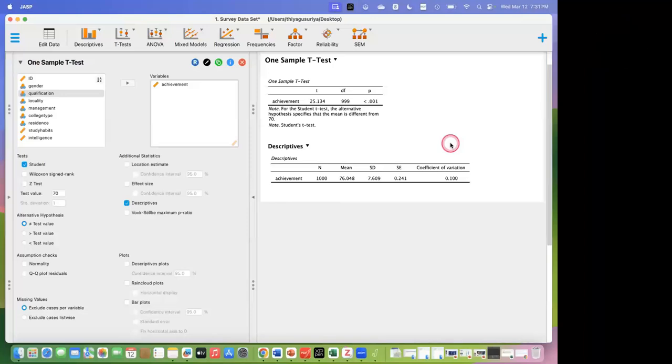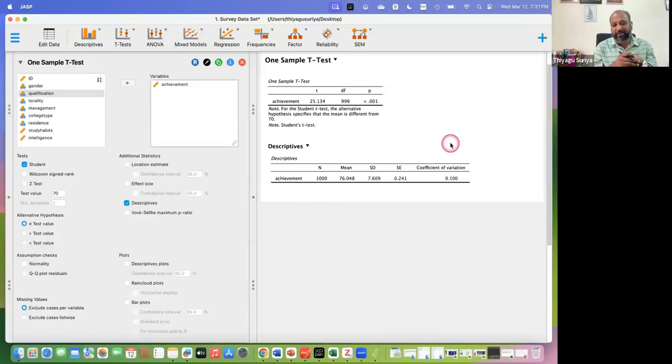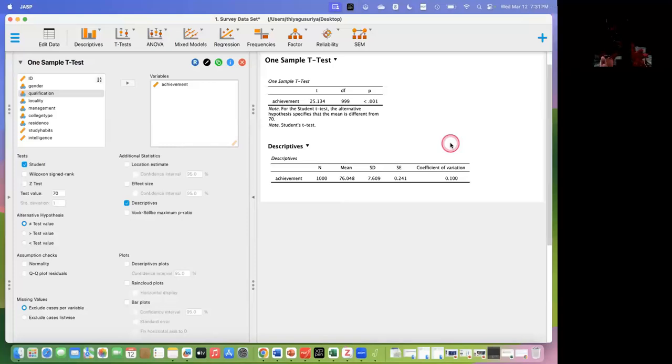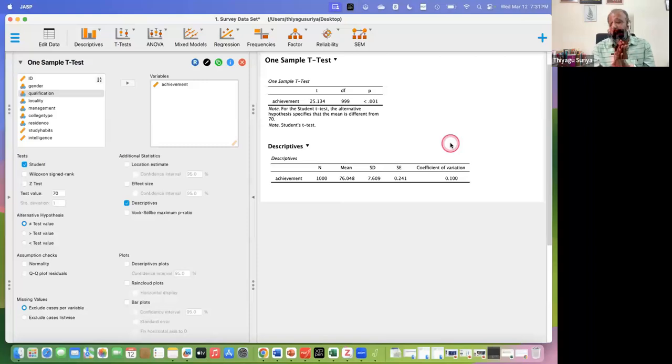Any doubts or queries? Sir, where do we get the population mean? How do we know the population mean? The population mean you can find from the secondary data, from the history. It cannot be predicted from our data. I'm just putting an example, randomly done, but you should collect it from the secondary data.